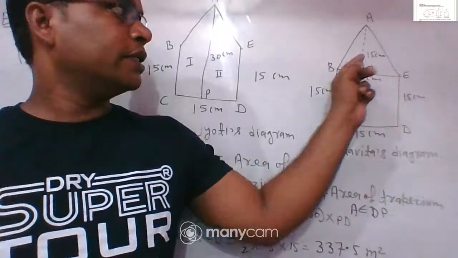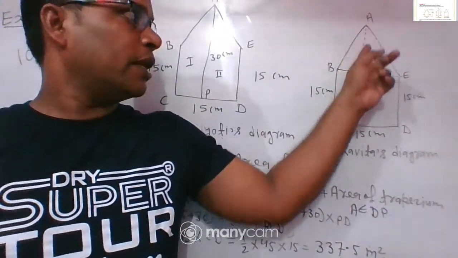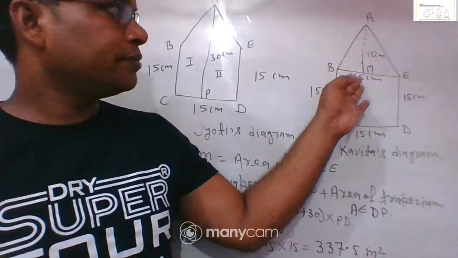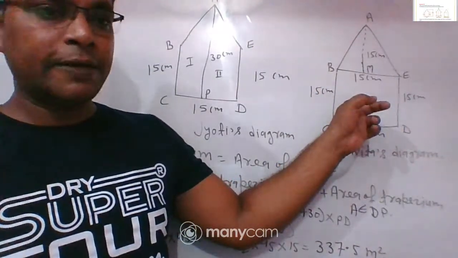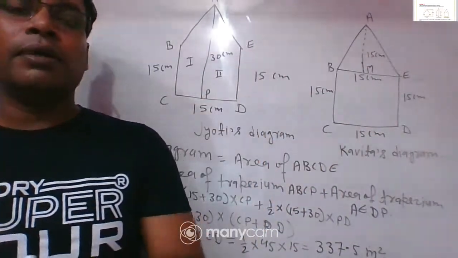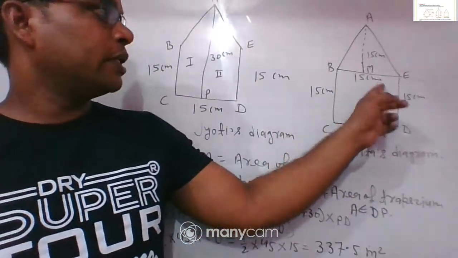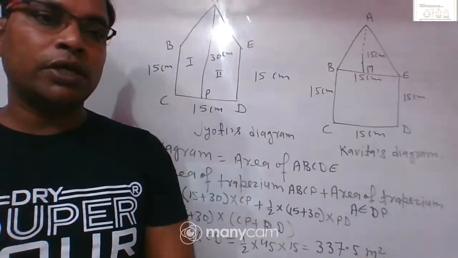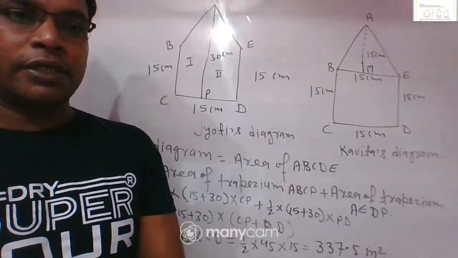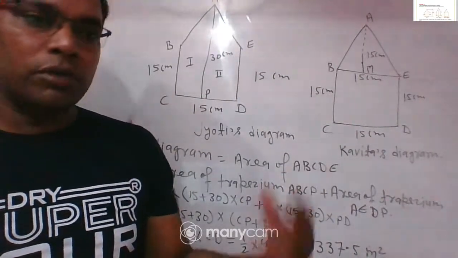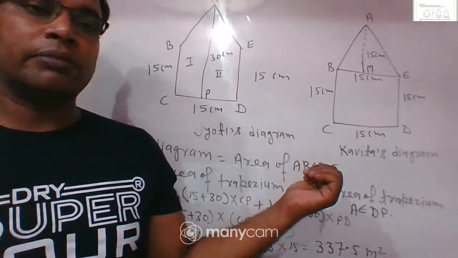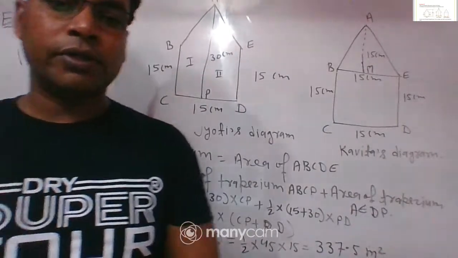And what is this? This is a triangle. This is the height, this is the base. What is the area of a triangle? 1 by 2 base into height. So here the area of the square you find is 225, and the area of this triangle is 1 by 2 into 15 into 15, because the base is 15 and the height is also 15, so it means 225 by 2. If you sum both then you obtain 337.5 meter square. In both ways you find the area and you obtain that Jyoti's and Kavita's diagram areas are the same. Clear? So students, I hope all have understood.